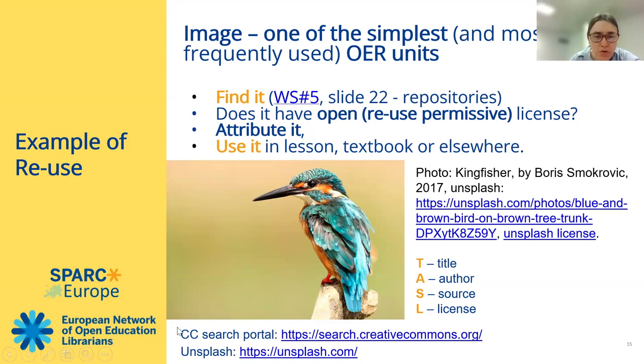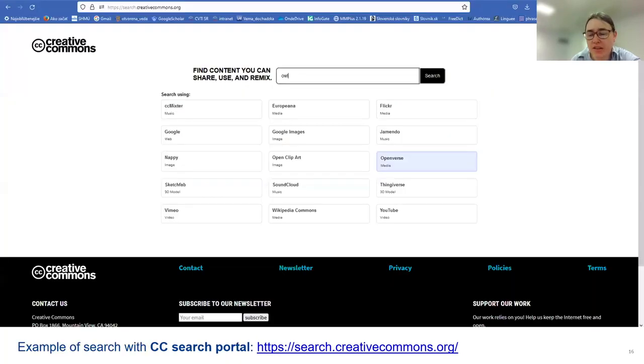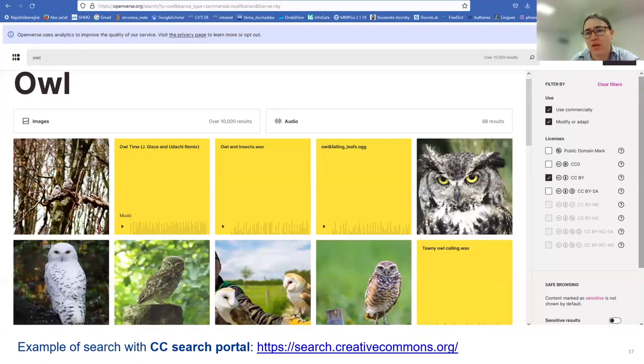You can search for open educational resources on the CC portal according to the license. If you want to have a CC BY source image, you need, for example, to illustrate your textbook with an image. You can choose here on the CC search portal, and you will get results. You can check which licenses, and you can choose from different material this portal finds for you.